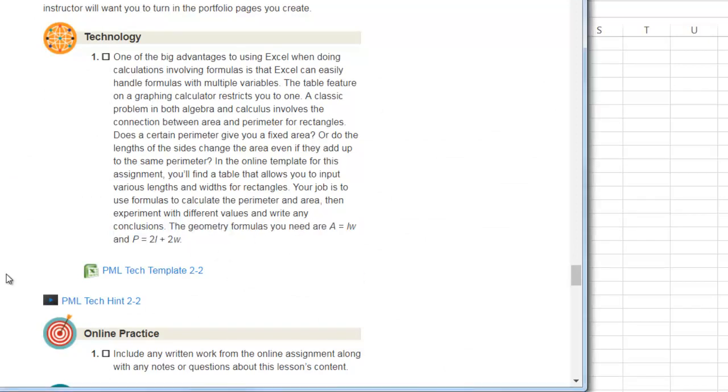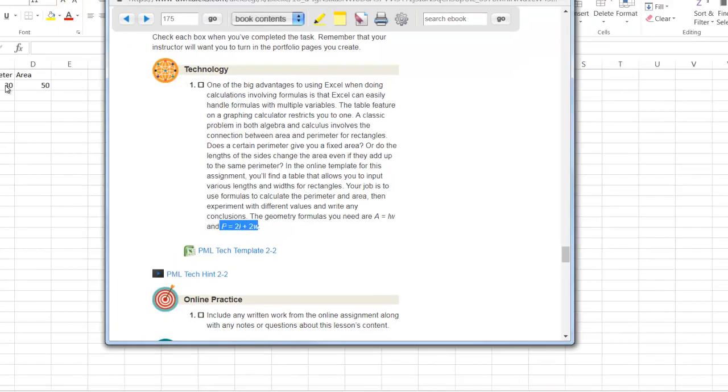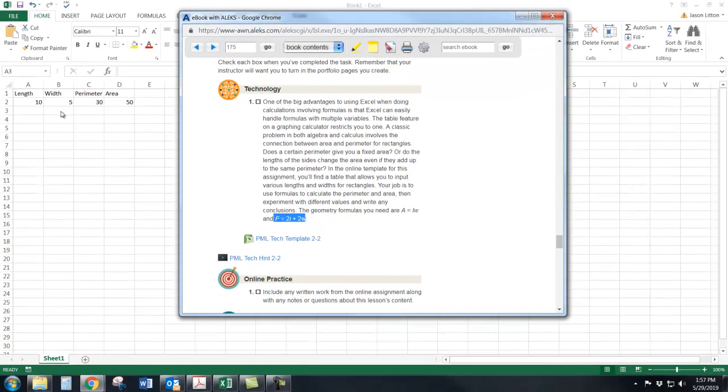Recall our formulas over here, and our perimeter formula. We see that the perimeter is equal to 2 times the length plus 2 times the width. So if we divide both sides of that equation by 2, half the perimeter is equal to length plus width. That means that half the perimeter is 15, and 10 plus 5 is 15.